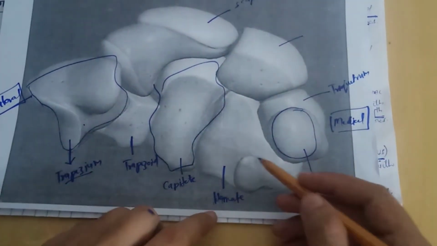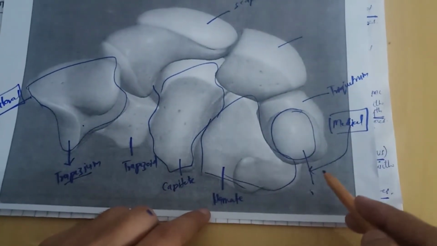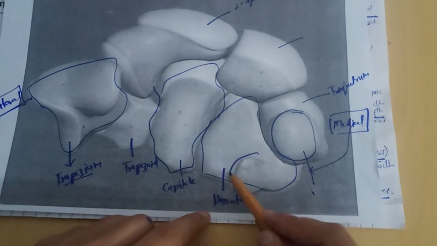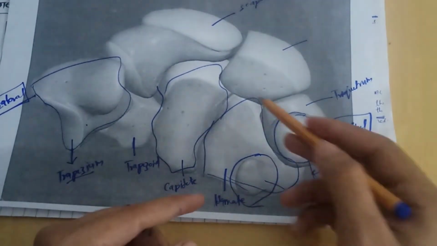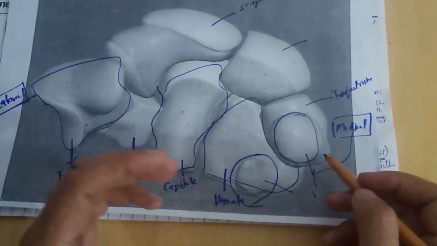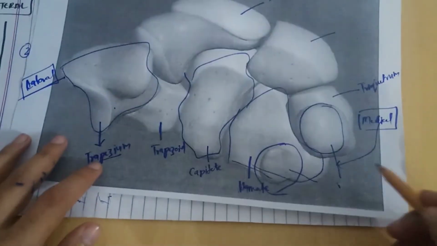So this is the hamate bone. It is the most medial bone according to its location, and it contains a hook. This is a hook which is also called the hamulus. So it is a bone with a hook, and it is present most medially, and it articulates with the fourth and the fifth metacarpal bones.